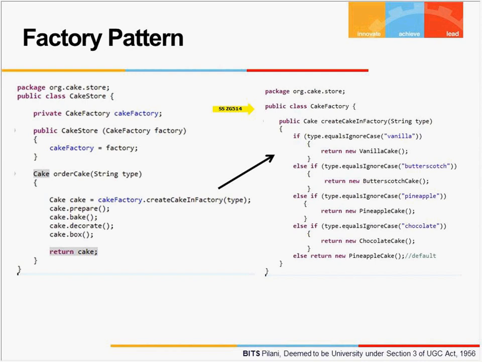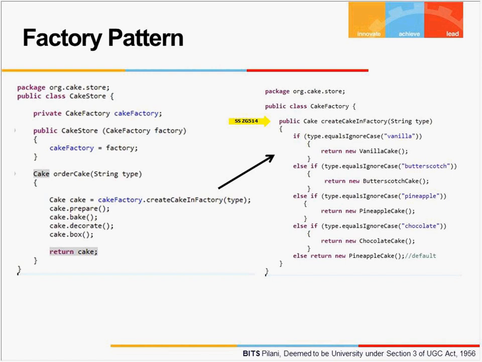It has a method called createCake, and the same type string is passed to this CakeFactory. Now, based on the type of the string, it creates the respective object whichever should be there and returns that object. So it returns a new object using the instance of the Cake interface.